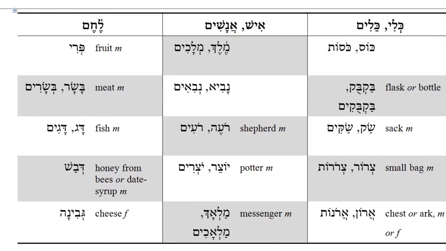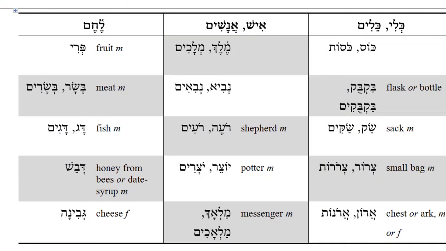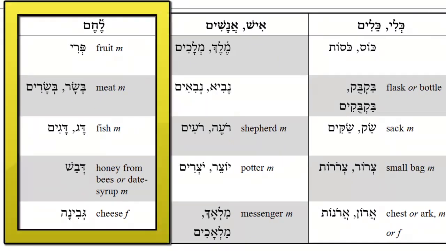The third option for a business role involves commodities of lechem, peri, basar, dag, devash, gevina.